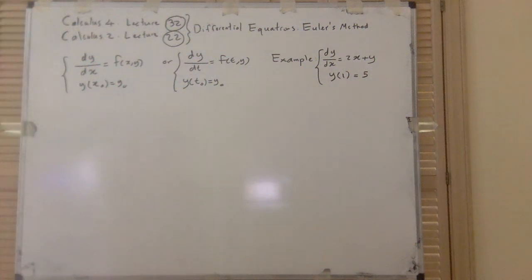Okay, this is Calc 4, lecture 32, or Calc 2, lecture 22. That is Euler's method. So this is the first baby step in what we call numerical analysis or numerical mathematics. Maybe the approximate integration was maybe the first baby step. But anyway, what we do in numerical mathematics is undo the limit, in a sense.